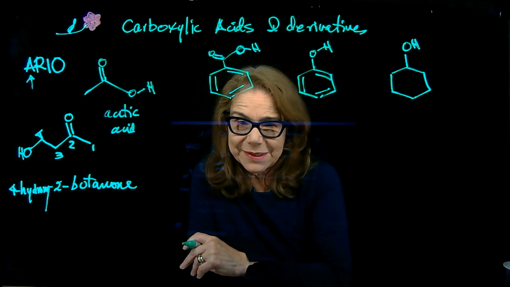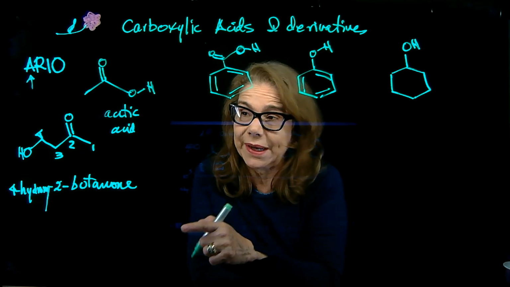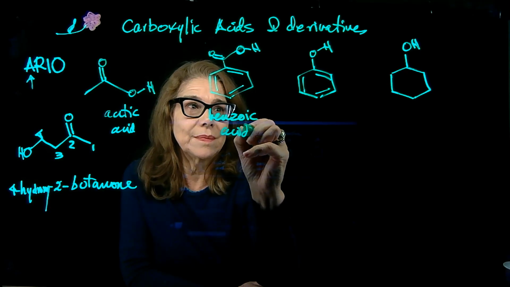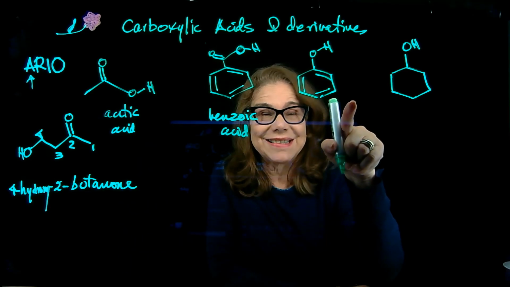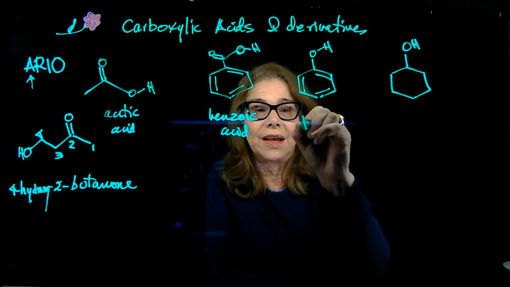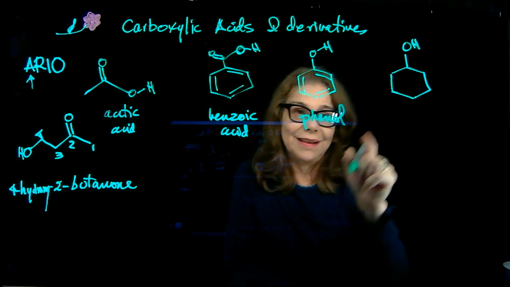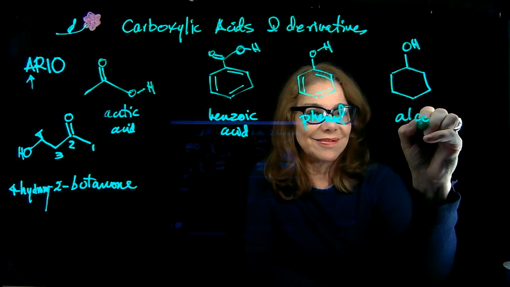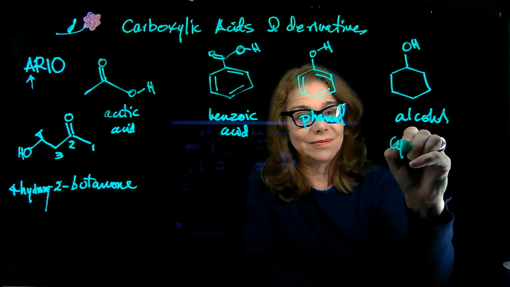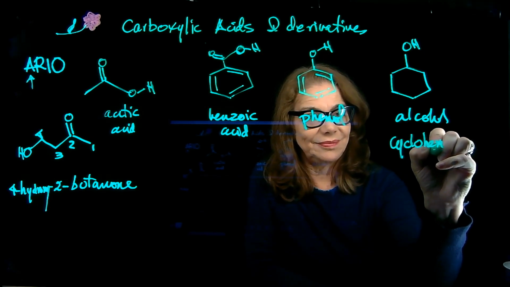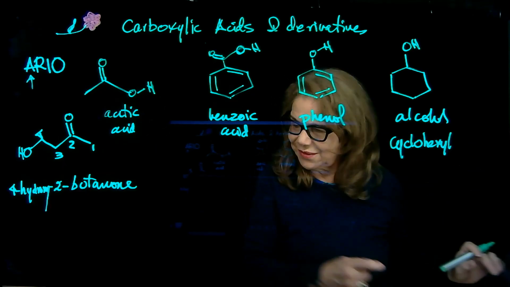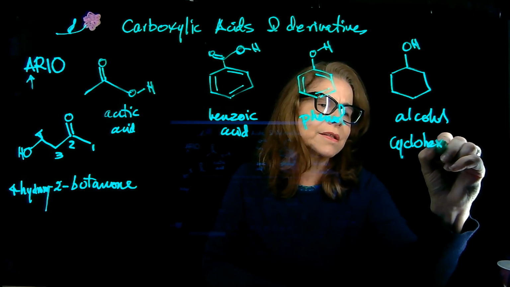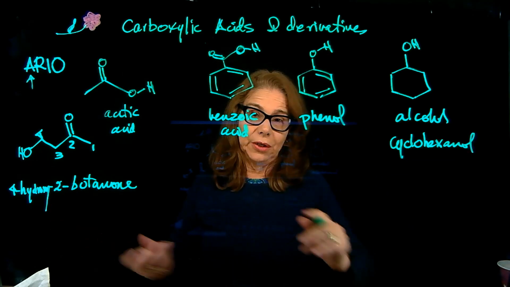Also, this is a carboxylic acid, so we have the functional group, but this is an aromatic carboxylic acid. That is benzoic acid. This is not a carboxylic acid. This is a phenol. We have the OH directly attached to the aromatic ring, so phenol. And lastly, this is not a phenol, it is an alcohol. This is cyclohexanol. All right, phenol, and this is my parent chain.